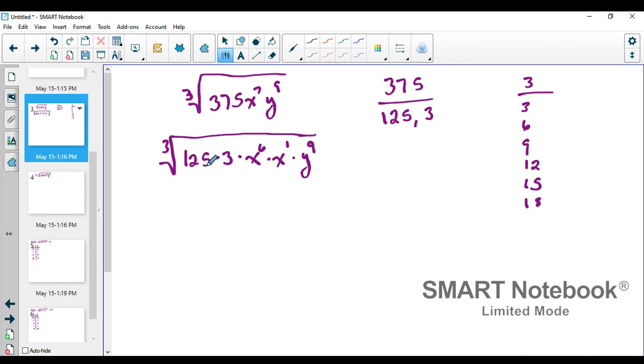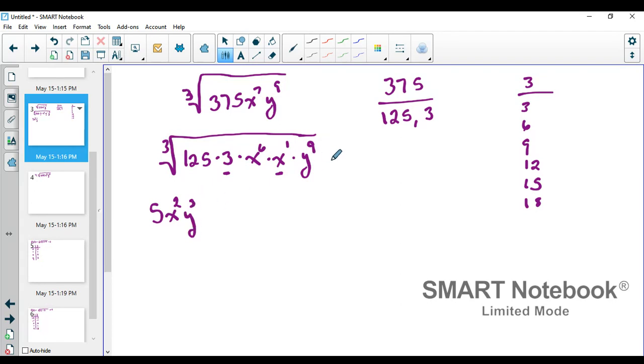All right, so the cube root of 125 is 5. There is no whole number cube root of 3, so that's going to stay underneath the radical sign. And then 6 divided by 3 is 2, so we have x squared. 1 divided by 3 is not a whole number, so that one stays. And then 9 divided by 3 is 3. So we have y cubed outside the radical.